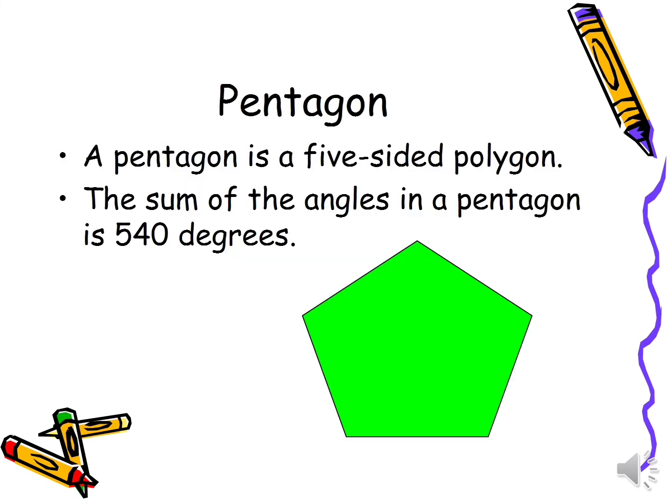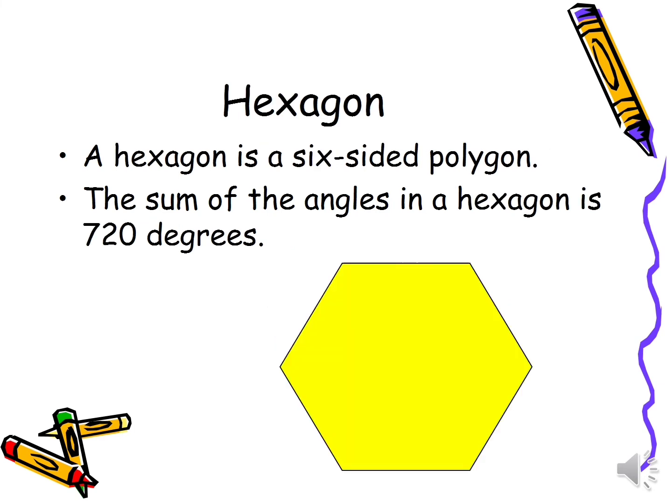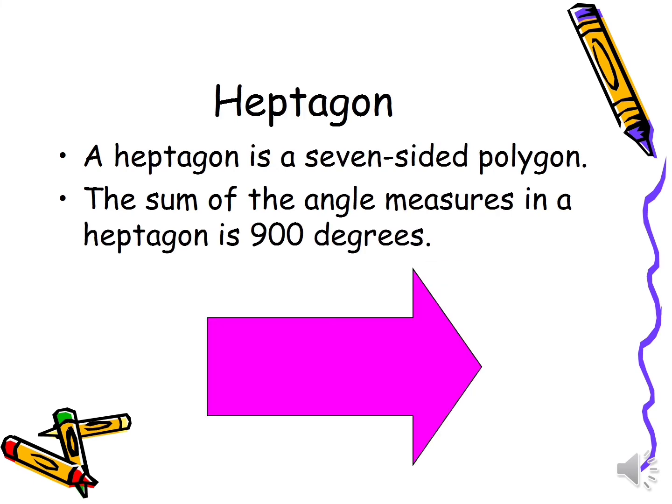Pentagon. A pentagon is a five-sided polygon with 540 degrees as the sum of its interior angles. A hexagon is a six-sided polygon and the sum of the angles is 720 degrees. A heptagon is a seven-sided polygon wherein the sum of its interior angles is equal to 900 degrees.